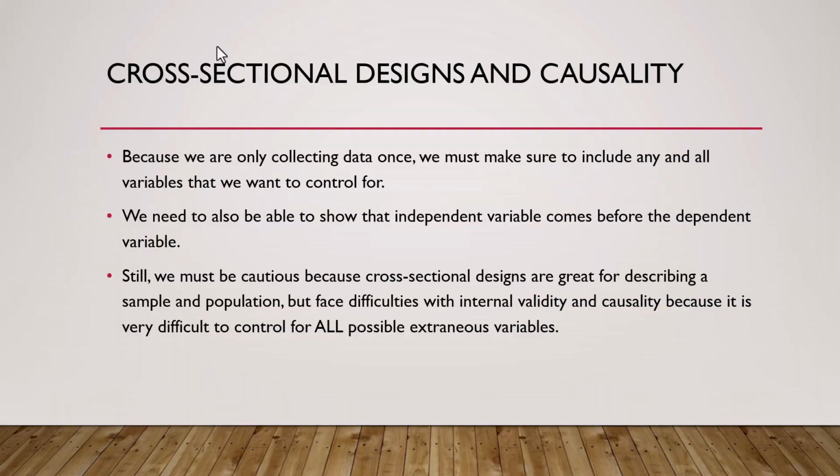Cross-sectional designs have some difficulties with causality. Because we are only collecting data once, we must ensure to include any and all variables that we want to control for. We only have one chance at this, we have to make it count. We need to also be able to show that the independent variable comes before the dependent variable. Again, difficult when we're only collecting data once.